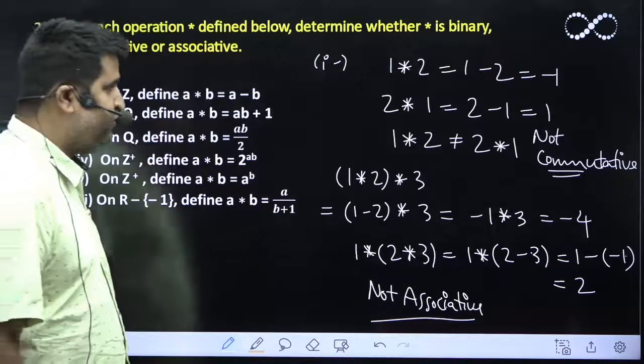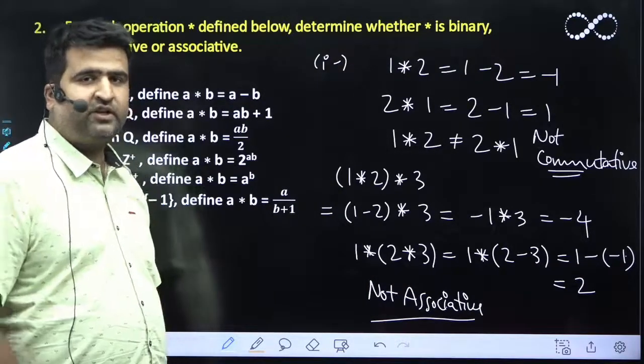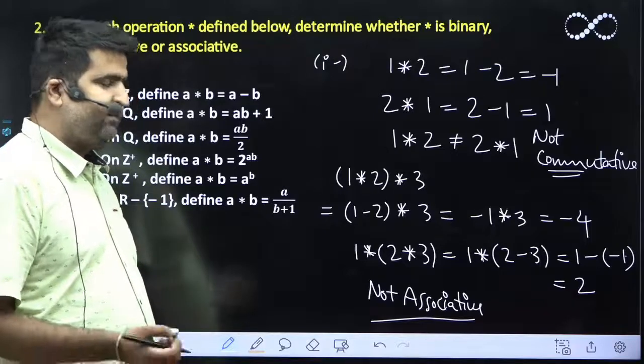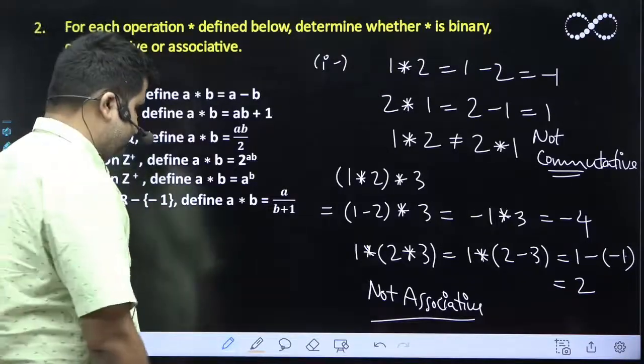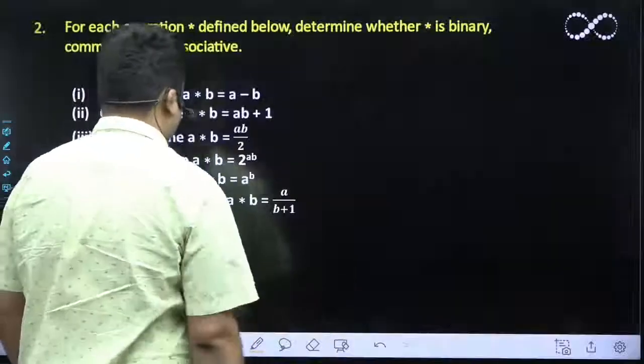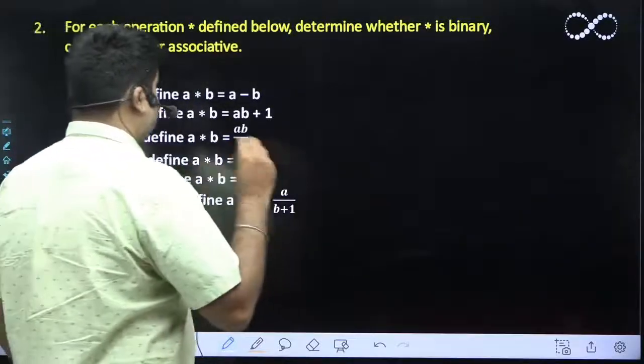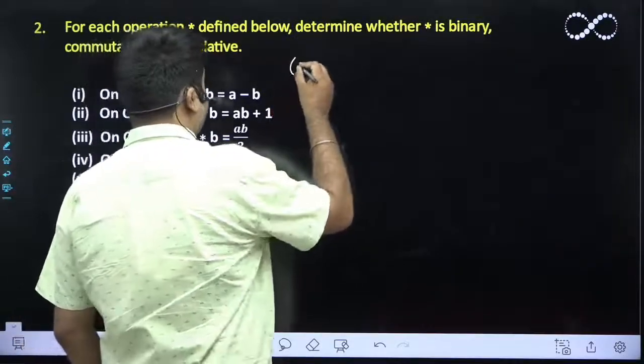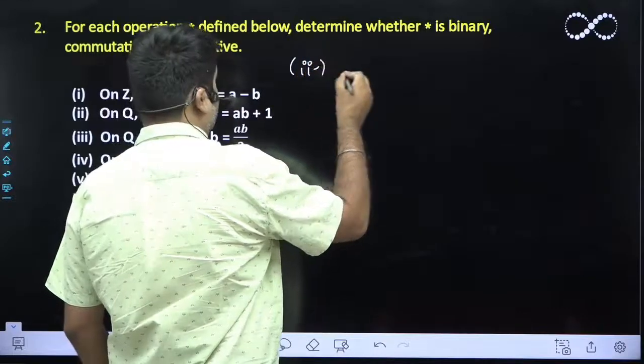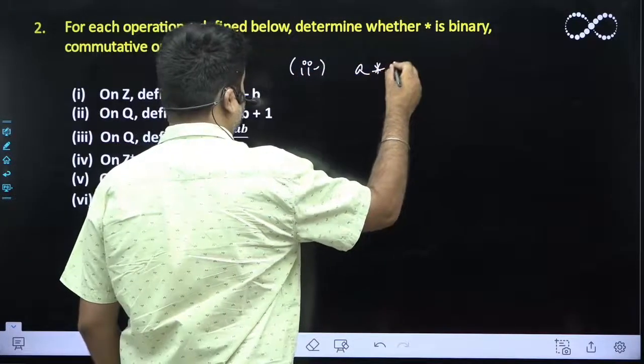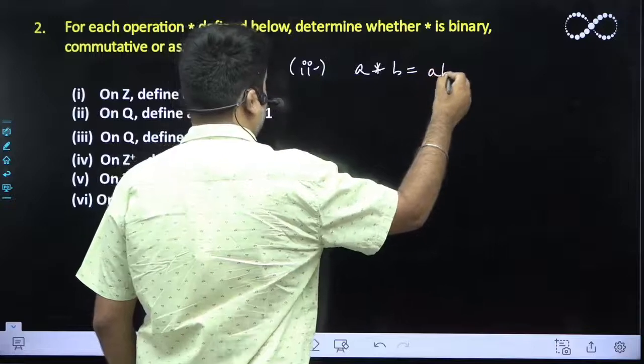So this is how we show whether this operation is commutative or not and whether it is associative or not. So let's clear the screen and see the second part. The second part is also a binary operation: A star B is equal to AB plus 1.